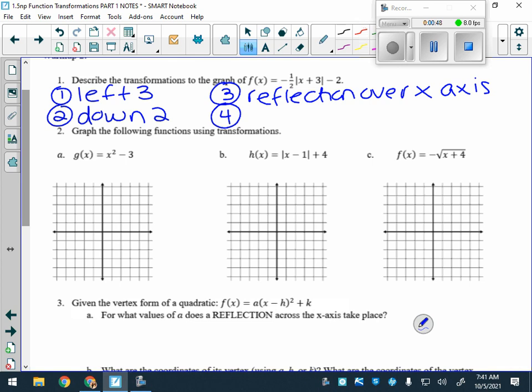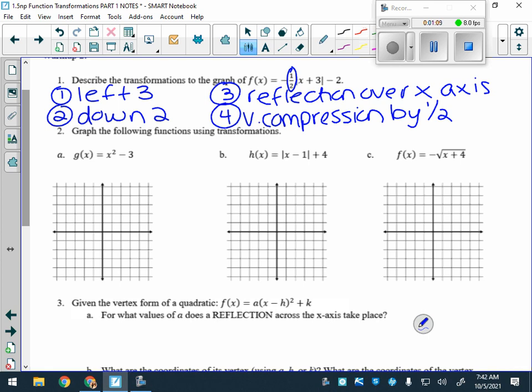Okay. Tate. Excellent. Good. The vertical compression by 1/2. Okay, the 1/2 in front represents the vertical compression. The negative is the reflection.